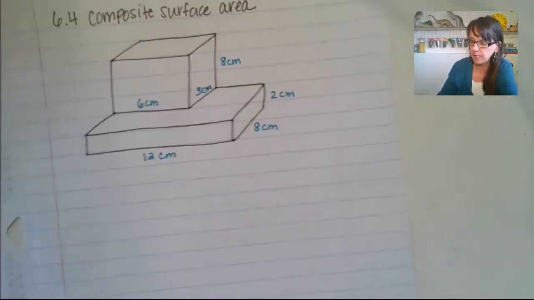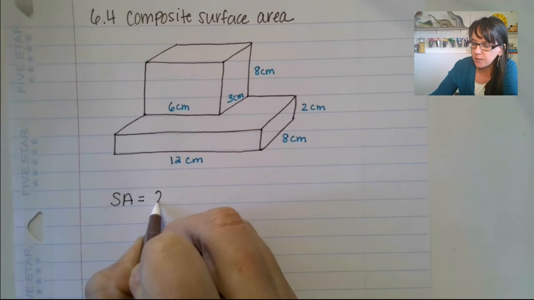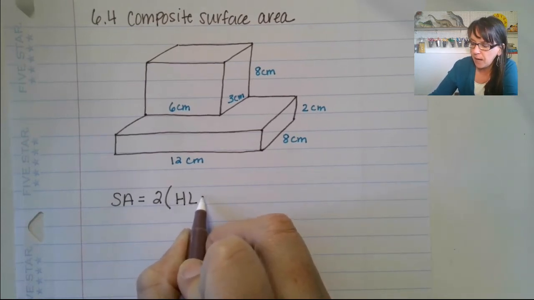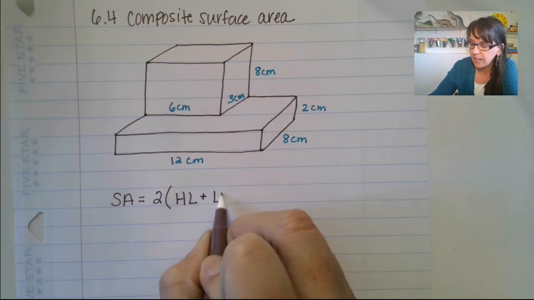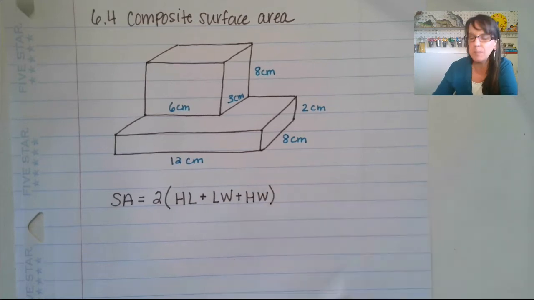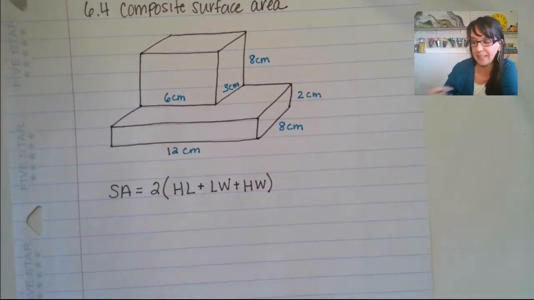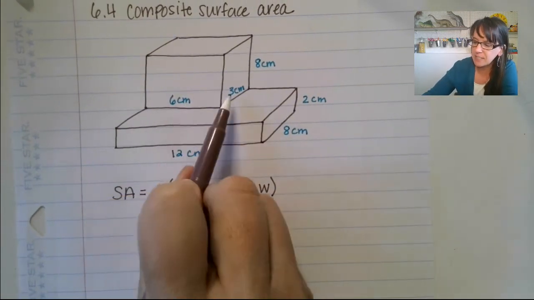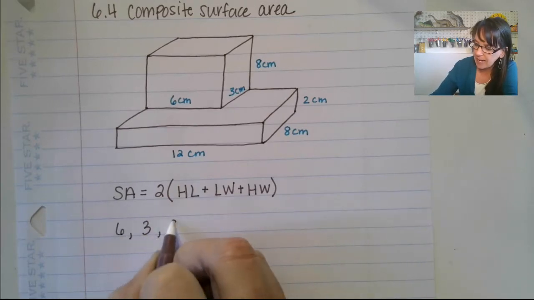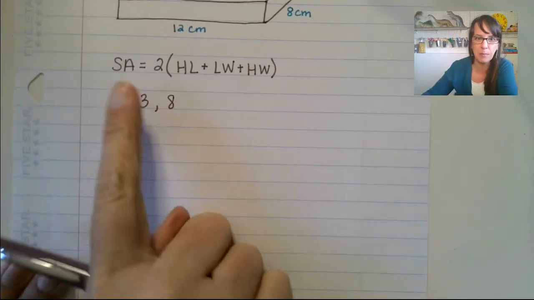So let's take that top one. Now remember, the surface area equals 2 times height times length plus length times width plus height times width. And that can be really hard to remember. When it's a rectangular prism, the easiest way I can think to remember it is, you see we have 6, 3, and 8 here. So here's how we're going to find that surface area without having to remember this crazy formula.